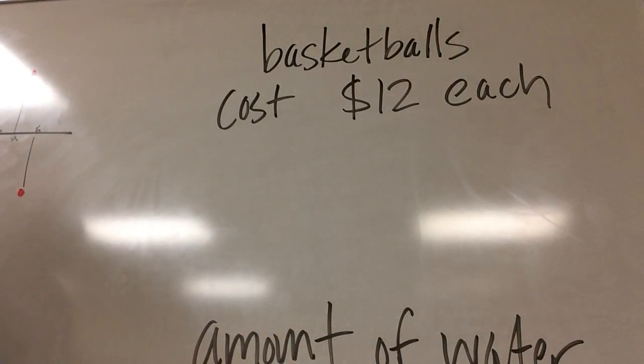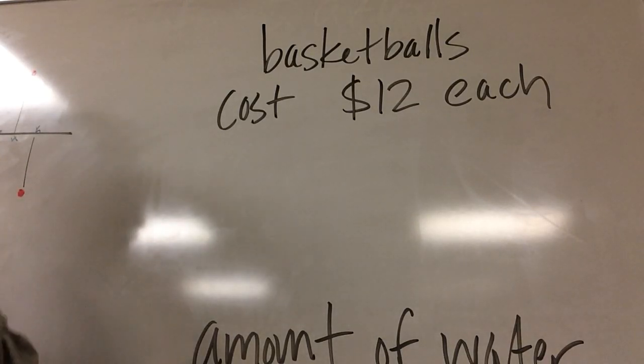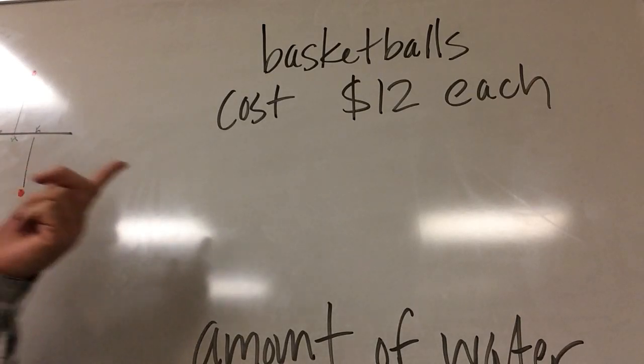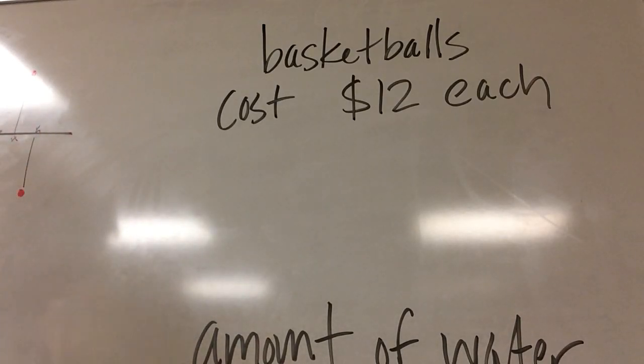And then how much money am I going to pay? Well, if I buy 0, I'm going to pay $0. If I buy 1, I'm going to pay $12. If I buy 2, I'm going to pay $24. So there's no situation where I'm going to pay $15. Or I'm going to pay just $3. Okay, there's only certain numbers that apply to this particular situation that makes it discrete.